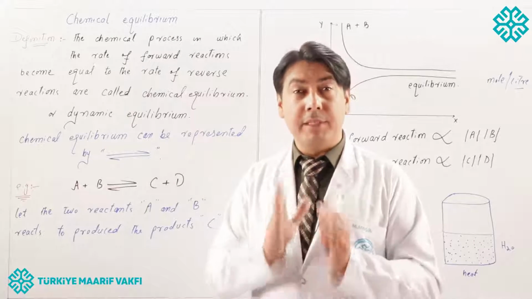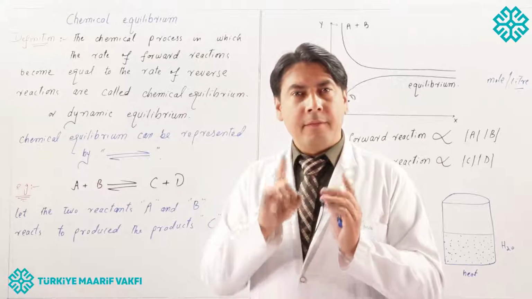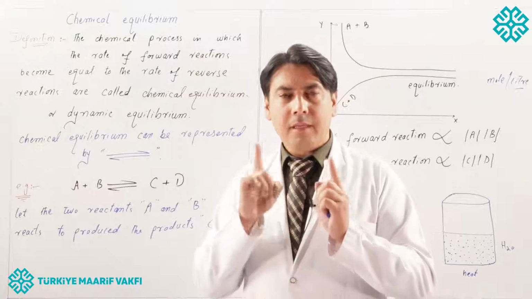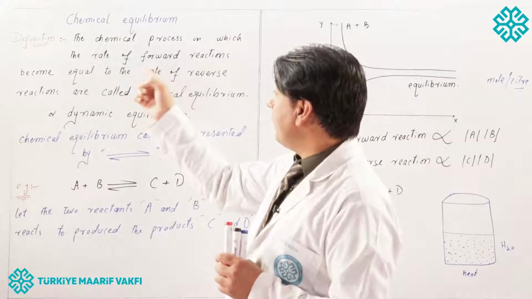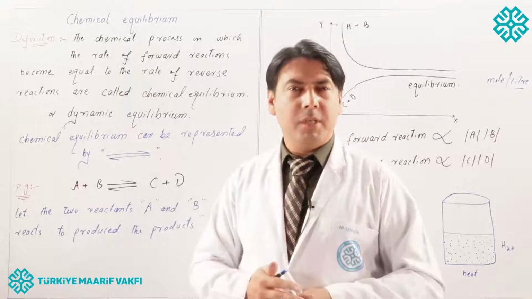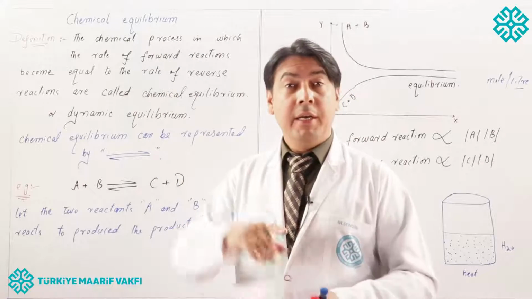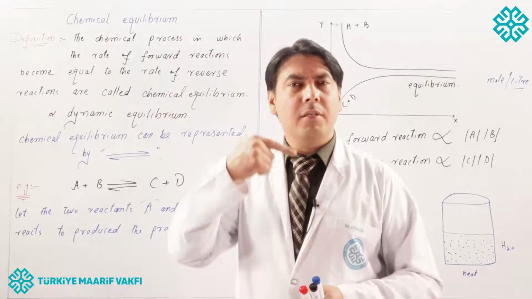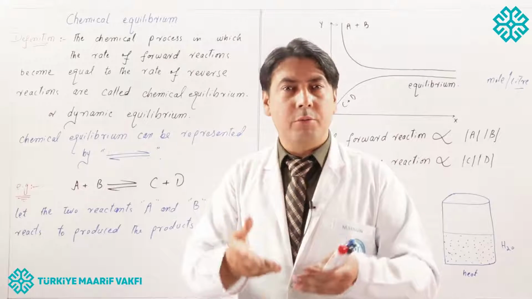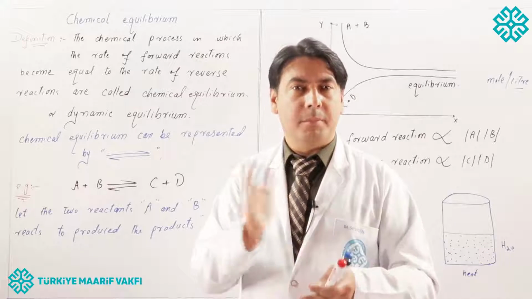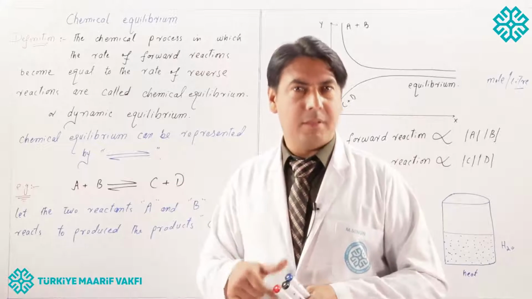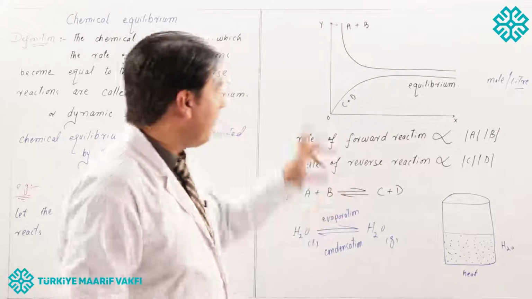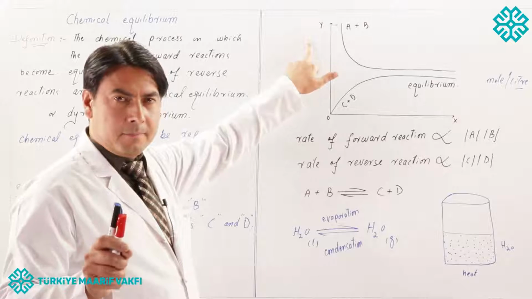So, a stage will be reached at which the rate of forward reaction becomes equal to the rate of reverse reaction, at which the rate of conversion of the reactants becomes equal to the rate of conversion of the products. This stage is called chemical equilibrium or dynamic equilibrium. Look into the diagram.